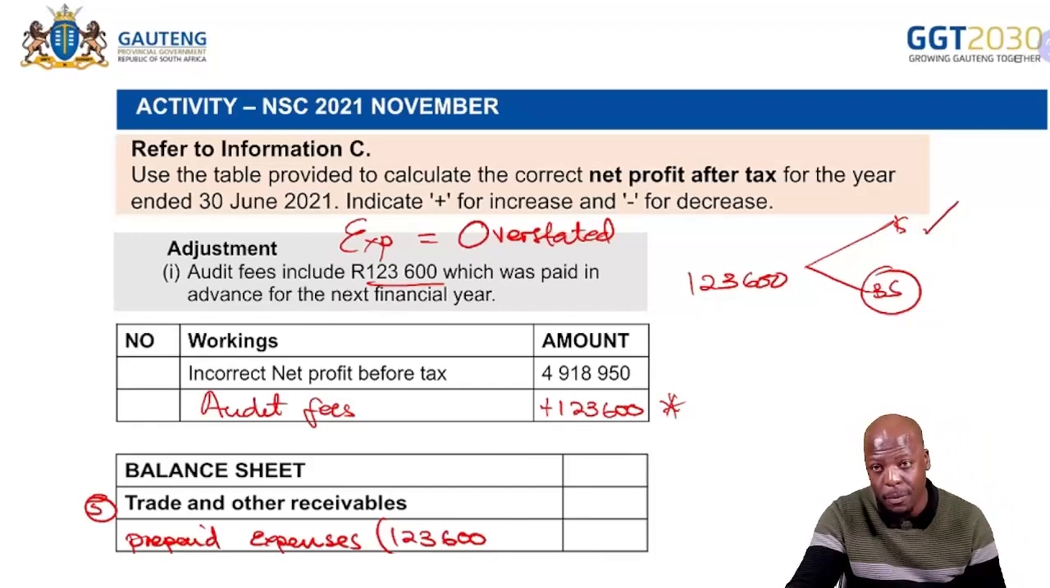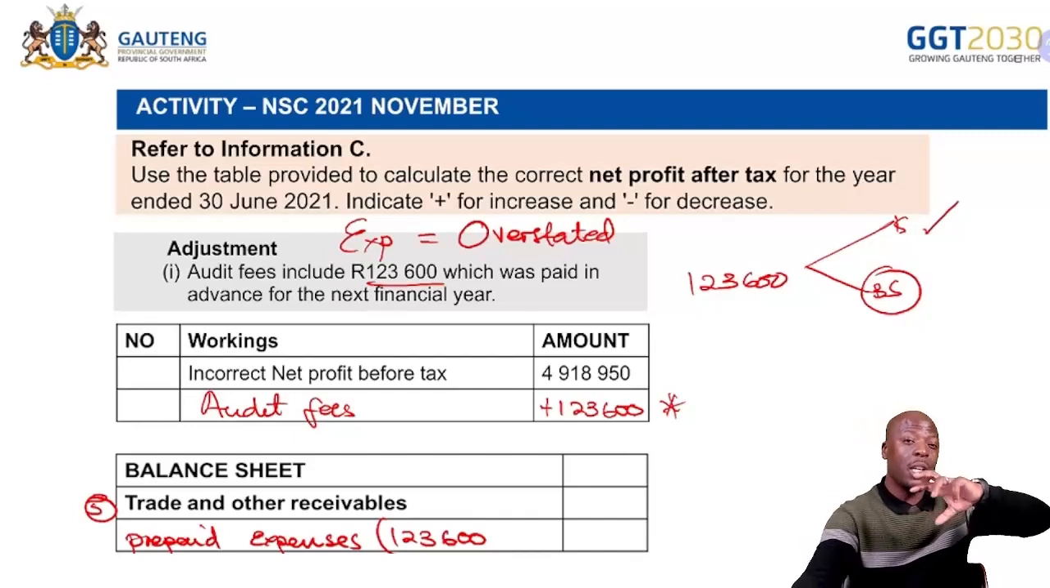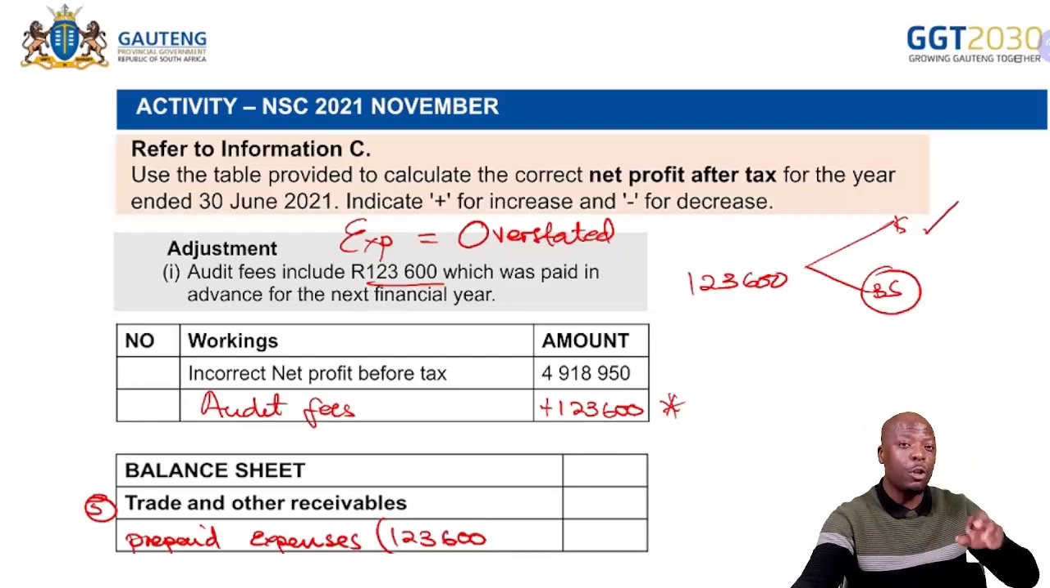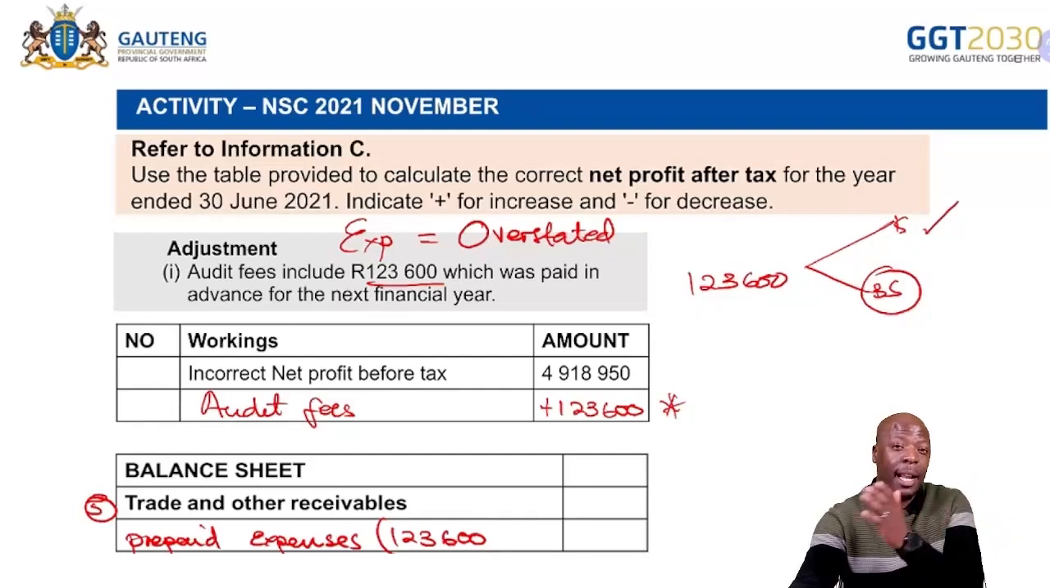Are we still together? It is important that when you do adjustments, especially when you know that a balance sheet is following later, don't do the correction of net profit in isolation and then do the balance sheet in isolation.